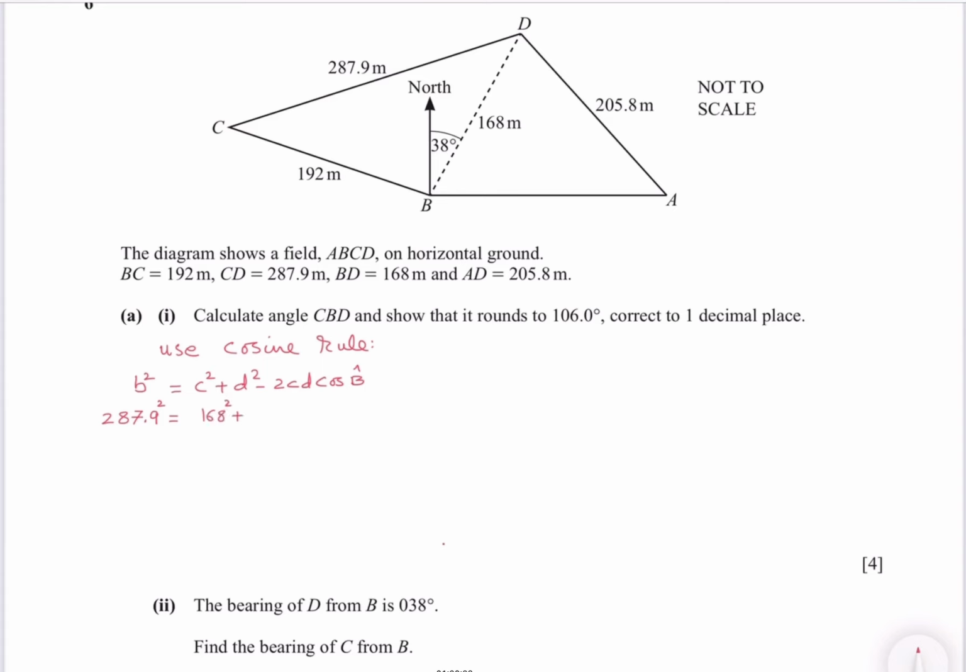287.9 squared equals 168 squared plus 192 squared minus 2 into 168 into 192 cos of B. From here use the calculator correctly and find the angle B. So your angle B would be 106.